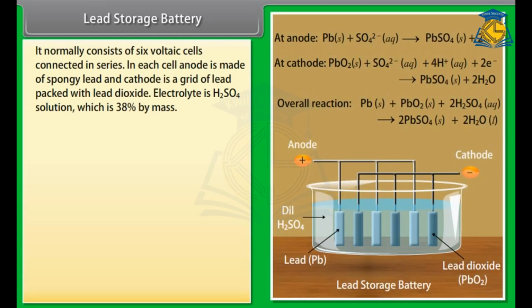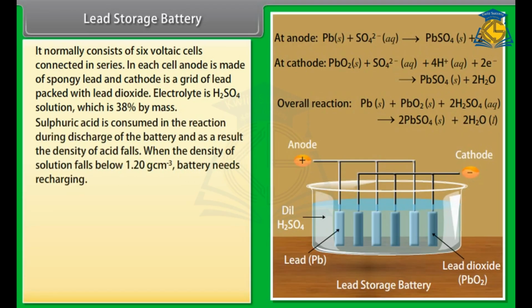Lead storage battery. It normally consists of 6 voltaic cells connected in series. In each cell, anode is made of spongy lead and cathode is a grid of lead packed with lead dioxide. Electrolyte is H2SO4 solution, which is 38% by mass. Sulfuric acid is consumed in the reaction during discharge of the battery, and as a result, the density of acid falls. When the density of solution falls below 1.20 g cm^-3, battery needs recharging.